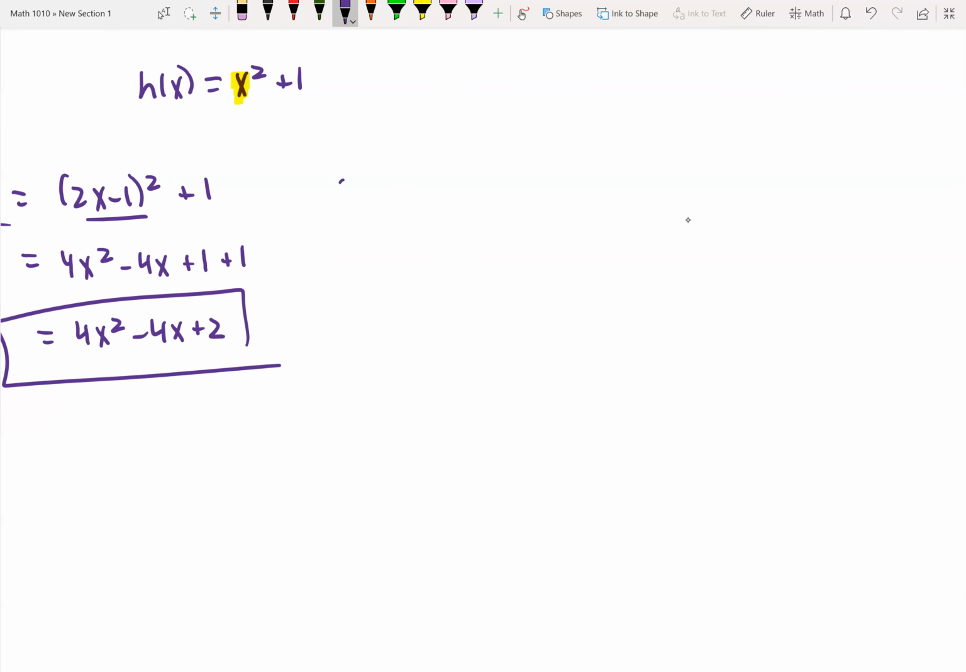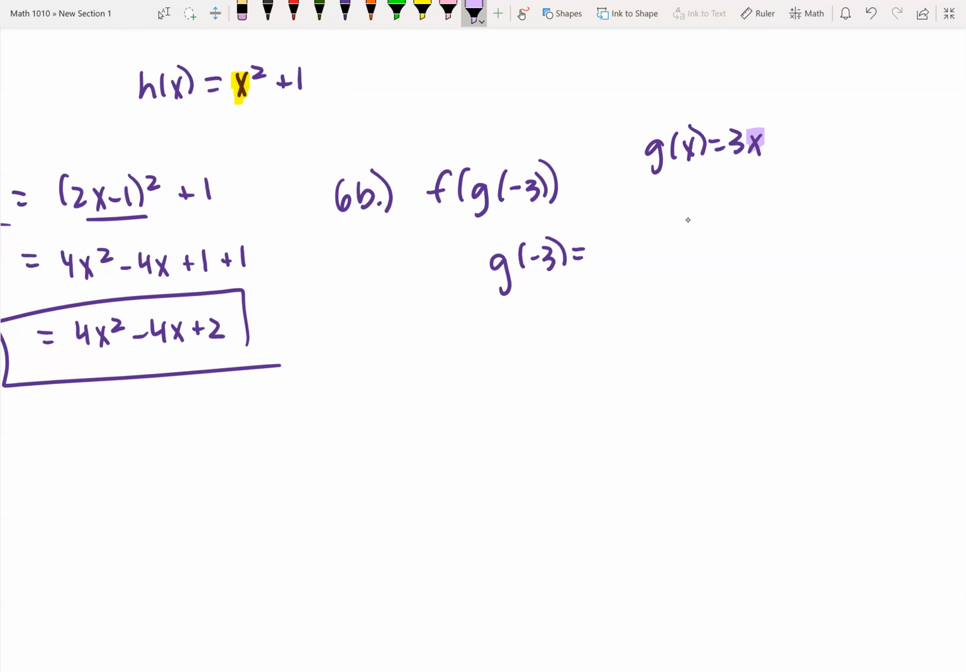Okay, question 6b. You have f of g of negative 3. So the first thing you need to do is find g of negative 3. So you go into the g of x, which is here, and right there where you see an x, you put in a negative 3. So that would be 3 times negative 3, which is a negative 9.